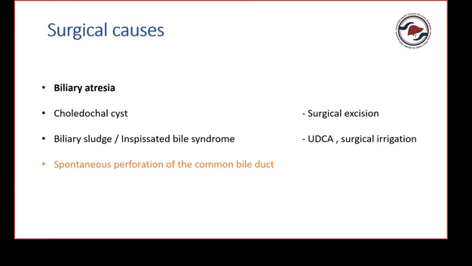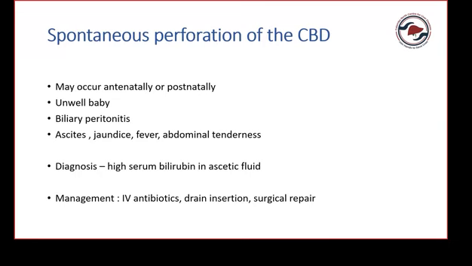Spontaneous perforation of the common bile duct may occur antenatally or postnatally. Usually this is an unwell baby. Due to the perforation, the baby will develop biliary peritonitis as the biliary content would leak into the abdomen. Baby will have ascites, jaundice, fever, abdominal tenderness. This is usually in the context of a sick baby with other medical problems.